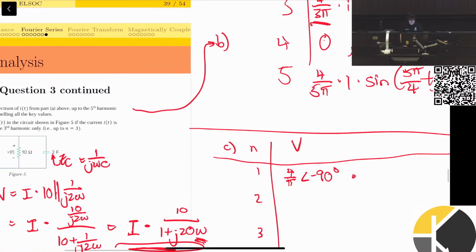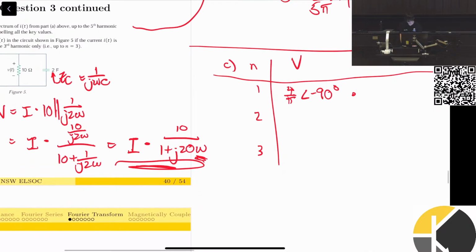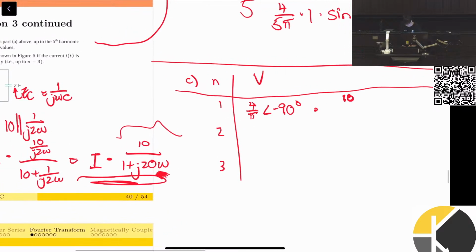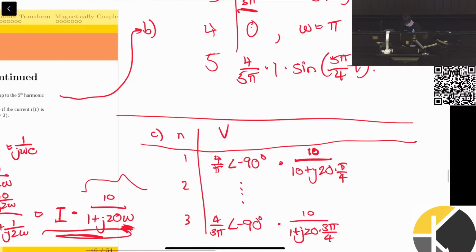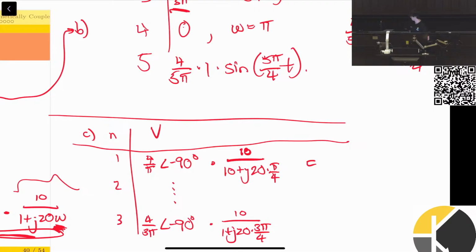And then I need to multiply that by this parallel impedance here. So I need to sub in omega, which for the fundamental frequency is pi on 4. This is 10 on 10 plus j 20 times pi on 4. And I would repeat that for the other ones. For example, for the last one, we have 4 on 3 pi, angle of minus 90, and this will be 10 over 1 plus j 20 times 3 pi on 4. So I'll provide the numerical answers.